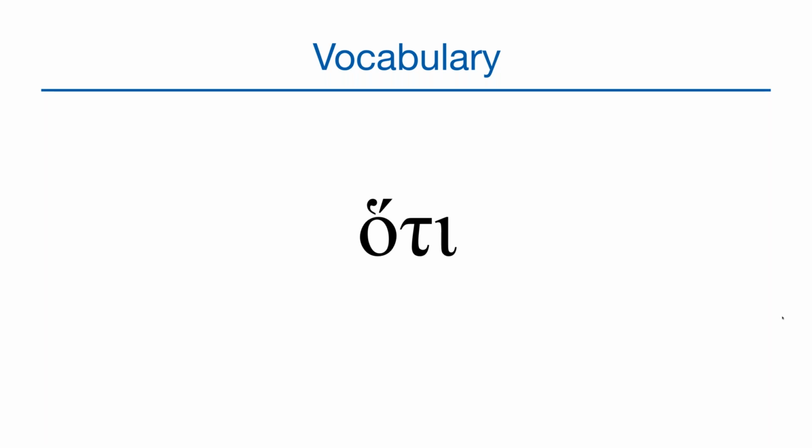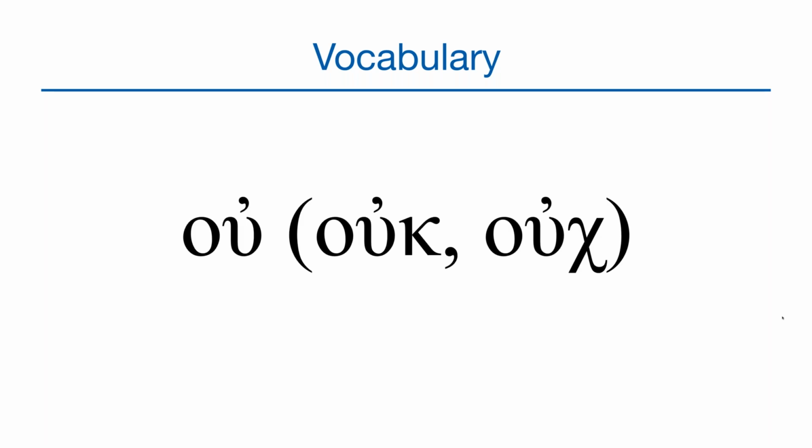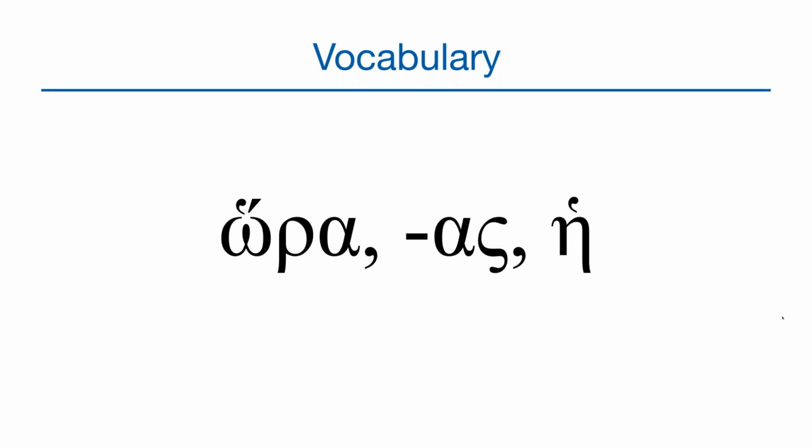Hati means that or because. Ooh, and sometimes it will be, oh, there we go. Have to wait for the thing to catch up with me. Ook, or ooks, depending on the letters that follow, means not. Hora means hour. Hour is in that type of hour with an H.